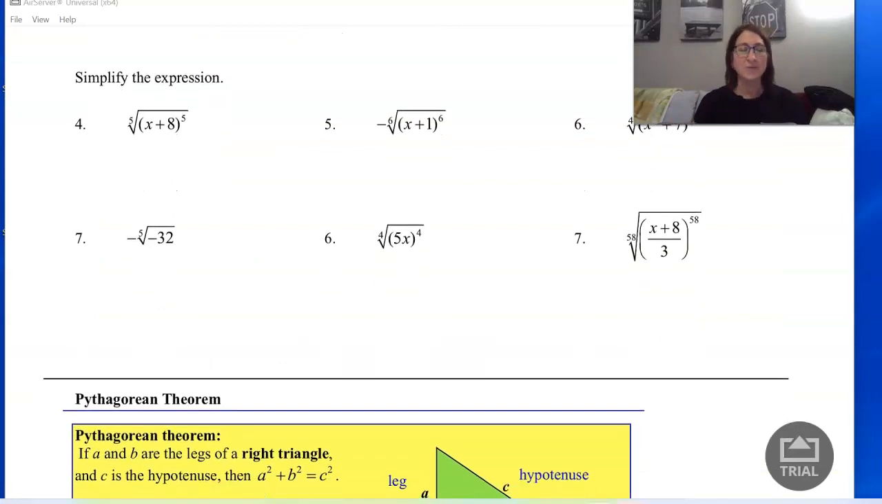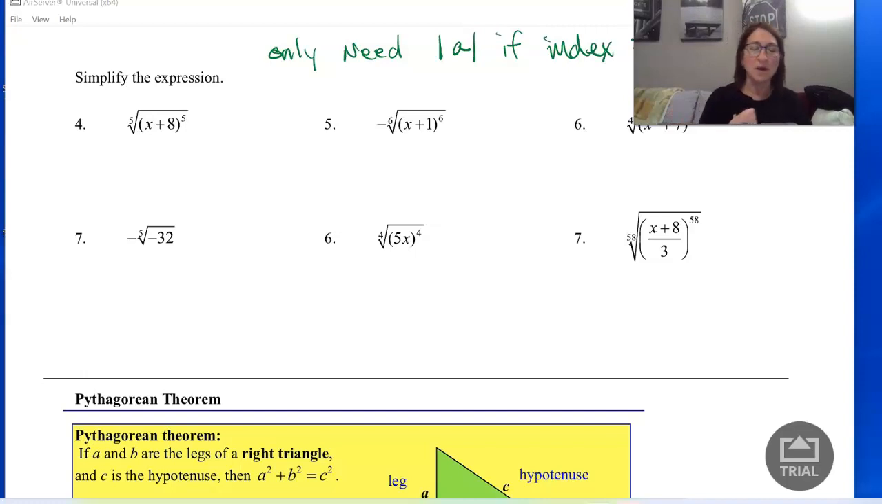So we can actually throw away the absolute value signs when our variable is squared. All right, so let's see how we would simplify these expressions, when we would need to use absolute value signs and when we don't. So we only need absolute value signs around our root if the index is even. So I see that I have an odd index, and so I'm not going to need absolute value. And so my root is simply going to be that x plus 8.